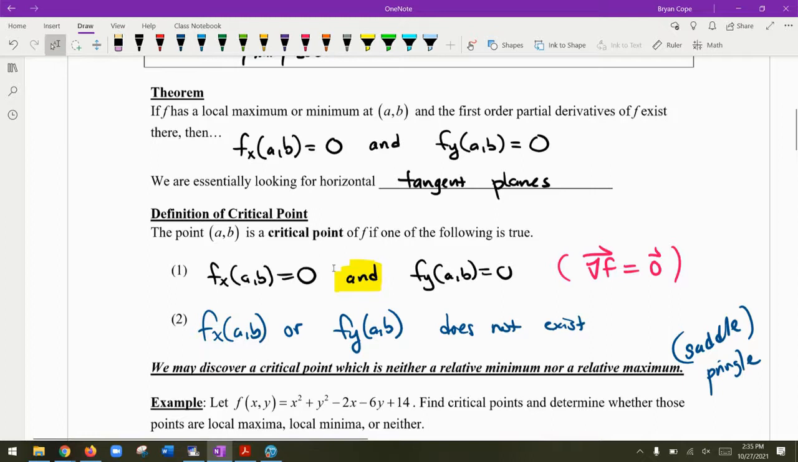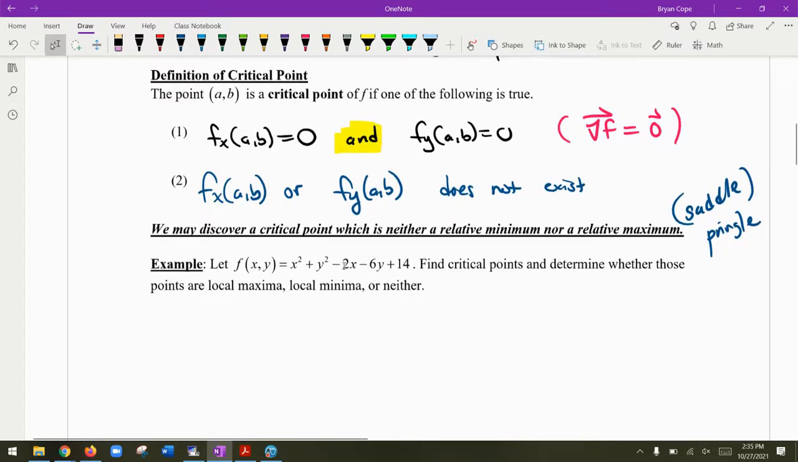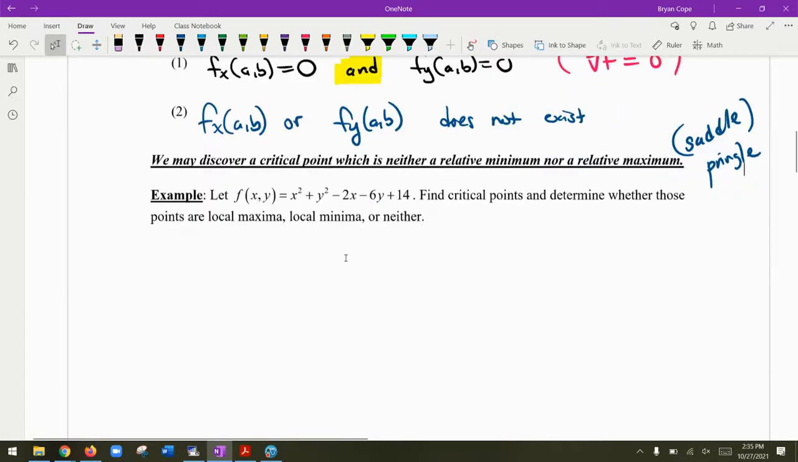A Pringle is much more tasty than a saddle, I assume. What are saddles made of? Leather? Yeah, that would be gross to eat.